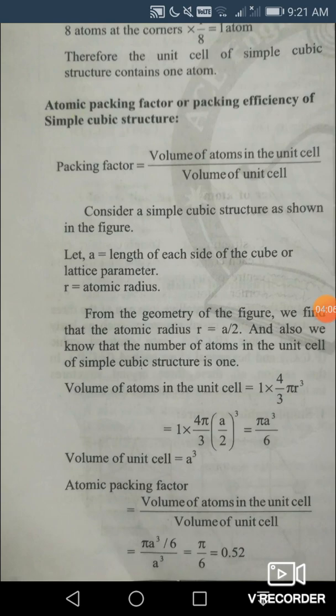In the next video, we are going to see the packing factor or packing efficiency for the BCC structure, the body centered cubic structure. In the BCC structure, we have seen that there are 2 atoms in the unit cell: one is at the body, and the 8 corner atoms contribute 8 into 1 by 8, that is 1. So 1 plus 1, the total number of atoms is equal to 2. Similarly, we are going to see the derivation for the packing factor or packing efficiency of the BCC structure in the next video.